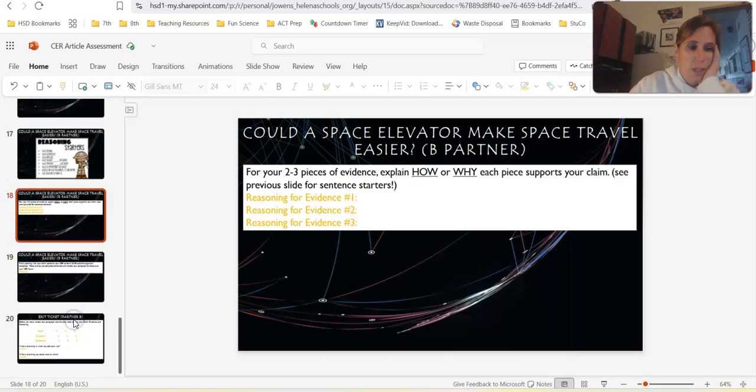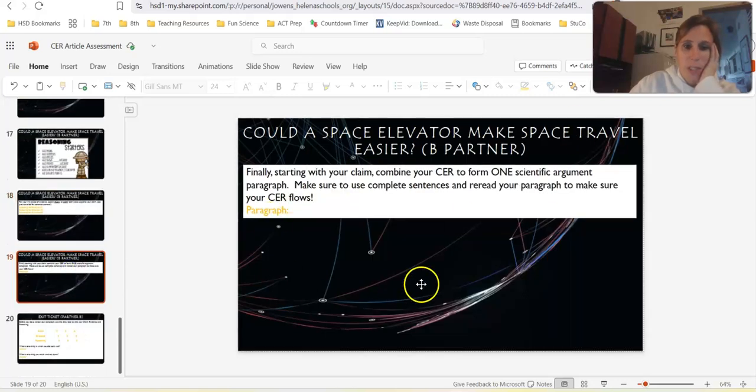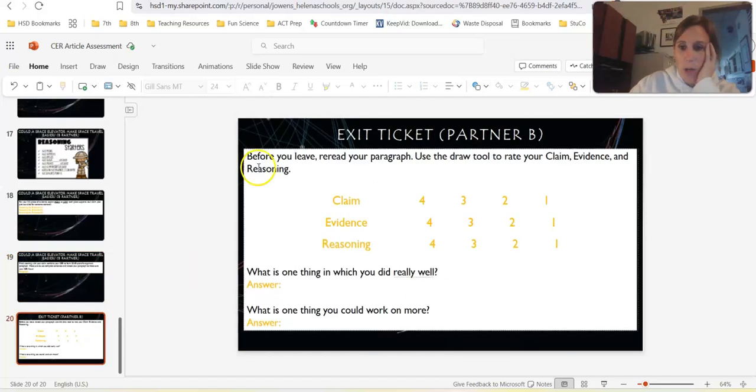Here are some sentence starters, same thing there, and then throw them all together, starting with your claim, to form your paragraph, and same exit ticket for partner B. How do you rank your claim, evidence, and reasoning? What's the one thing you did really well, and what's one thing you can work on more? Remember, this is for an assessment grade, so make sure you put a lot of effort in. You should have good grammar. Okay, complete sentences, and make sure you reread to make sure it all makes sense.